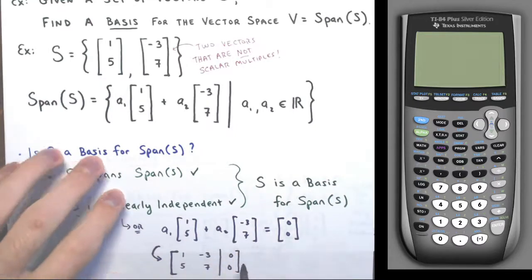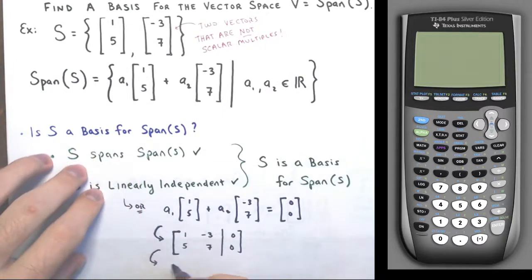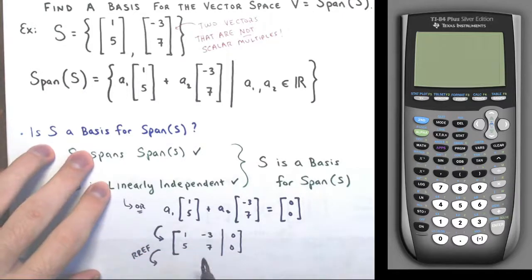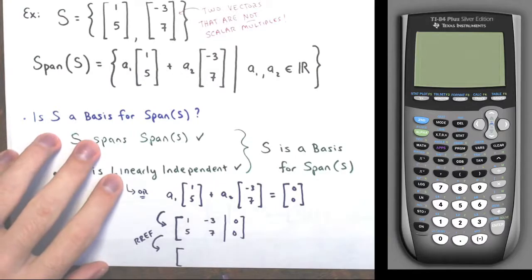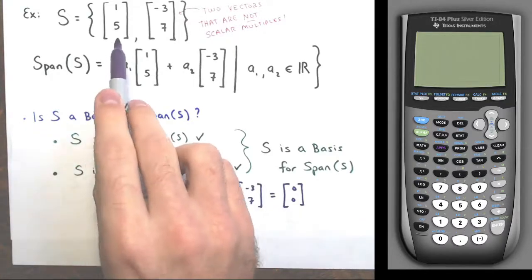Really I don't need to worry about the zeros. Those will always be there when I perform row operations. I'm just going to focus on the coefficient matrix made up of the vectors from S and put that in reduced row echelon form. I'll do one on a calculator later, the TI-84 Plus. But this is just going to be the identity matrix, 1, 0, 0, 1, with zeros over here. That's always going to be zeros when I'm checking for independence. So we'd have a1 equals 0, a2 equals 0. Only the trivial solution is a solution to this equation. So indeed, the vectors in S are linearly independent.